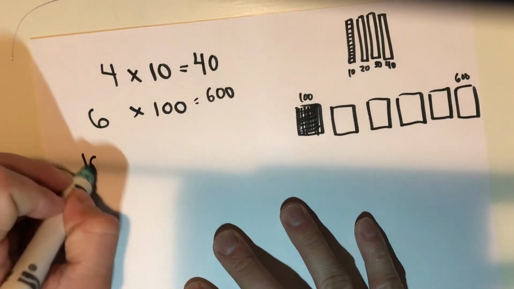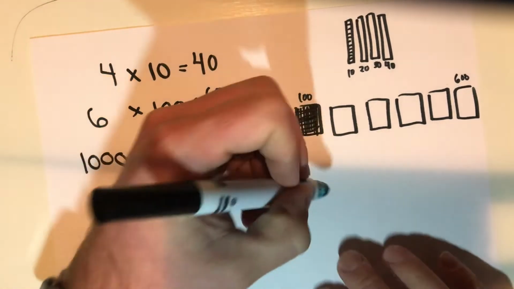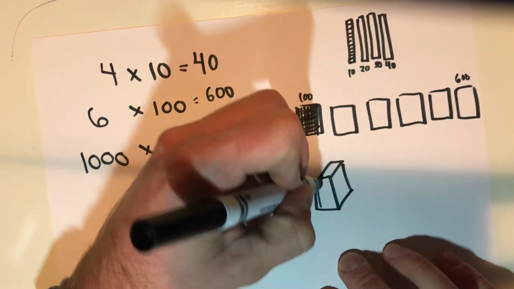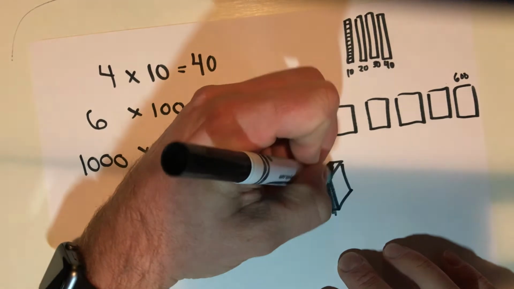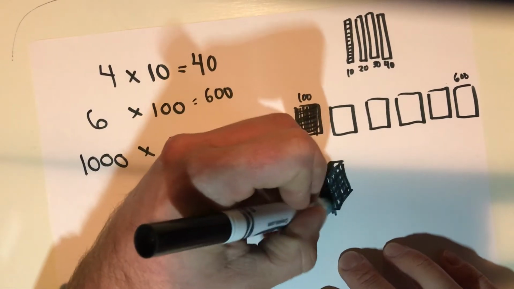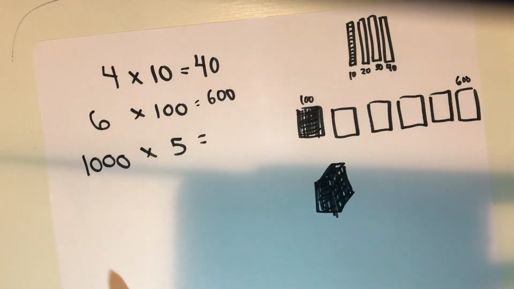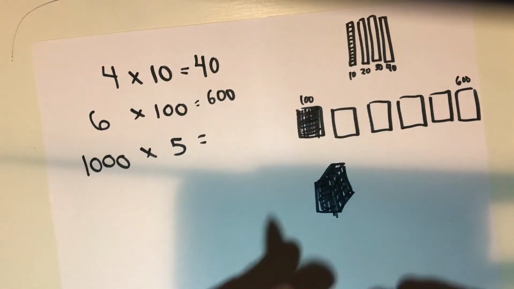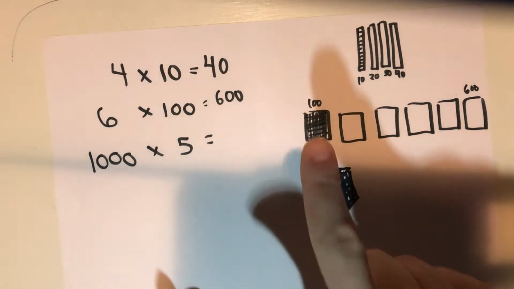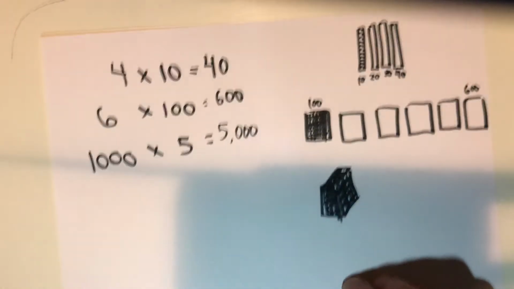And then we'll take something like 1,000 times 5, and we've got cubes. Now I only have one of these in my classroom right now. If you literally took this apart, you would count 1,000 cubes, but for all intents and purposes, we'll just say 1,000, 2,000, 3,000, 4,000, 5,000. So this would be 5,000 there, okay?